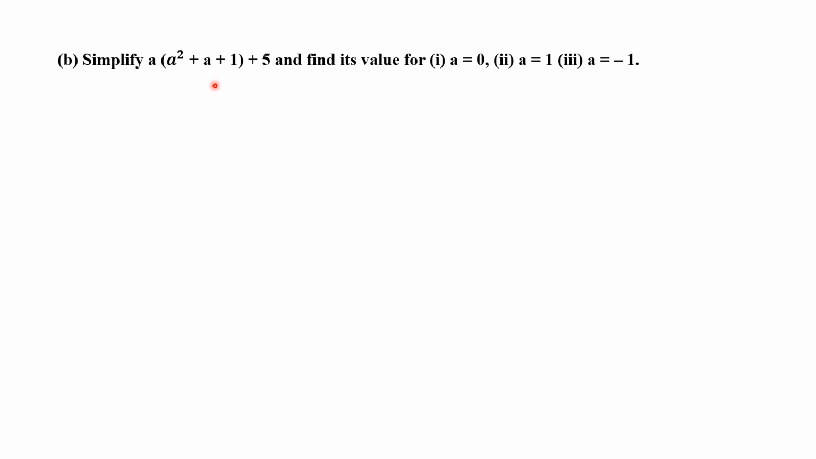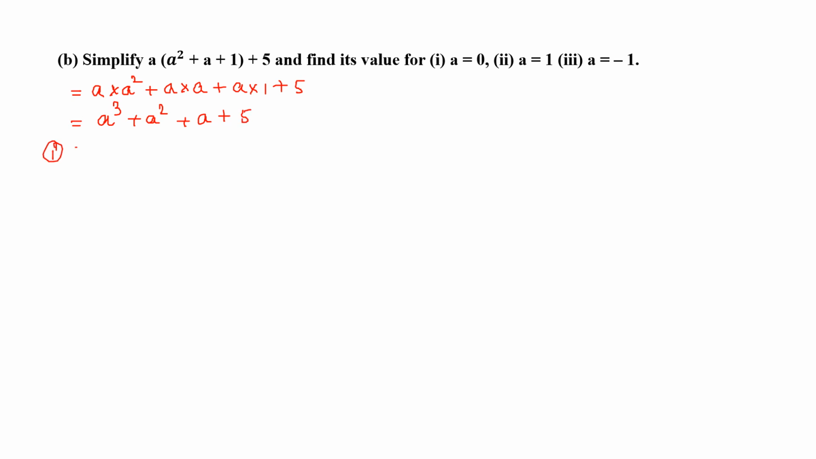Now in this question also we have to simplify this expression and then find the value for a equal to 0, a equal to 1 and a equal to minus 1. So first let's simplify it. Here you have to multiply this monomial with the trinomial, so again we have to use the distributive law. First multiply a with a square, plus a into a, plus a into 1, plus 5. So a into a square is a cube, plus a into a is a square, plus a, plus 5.